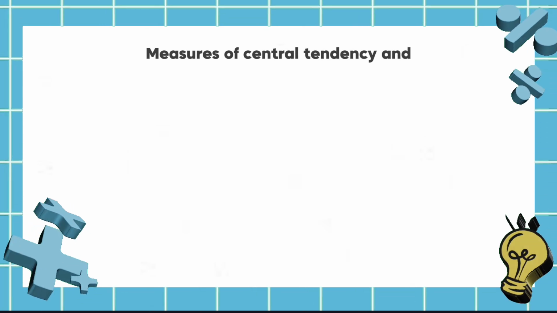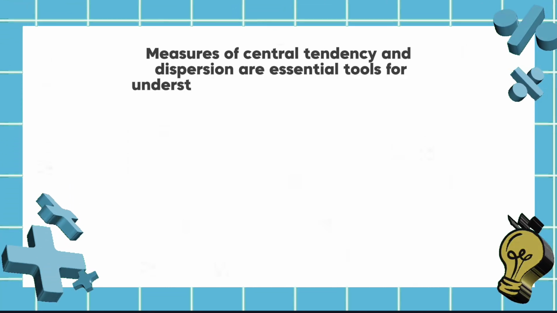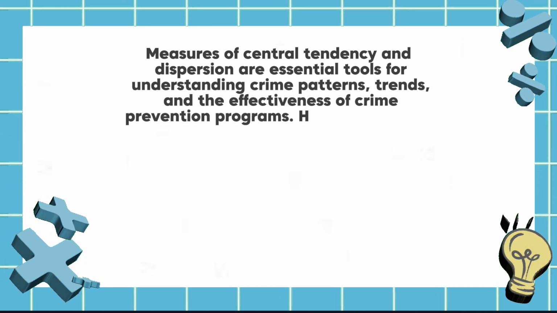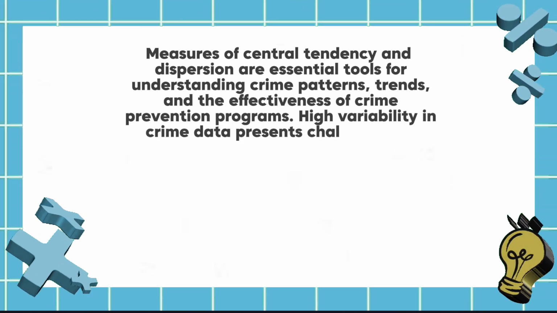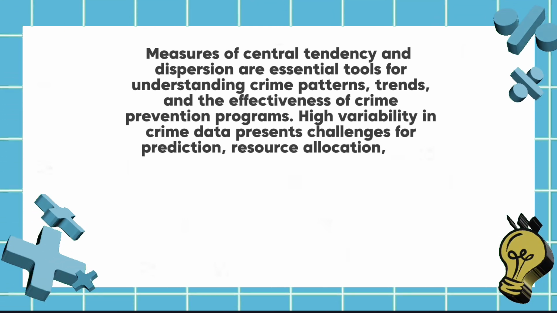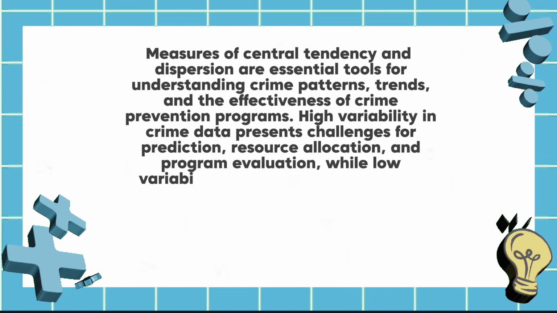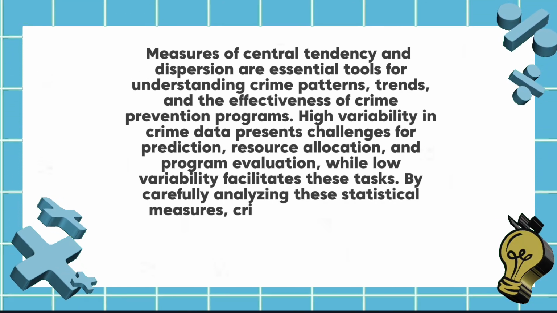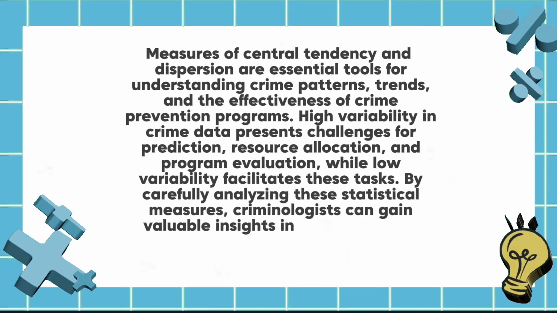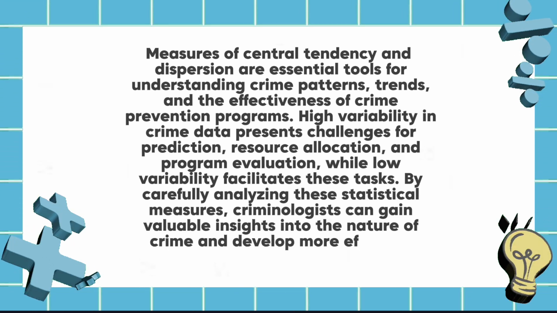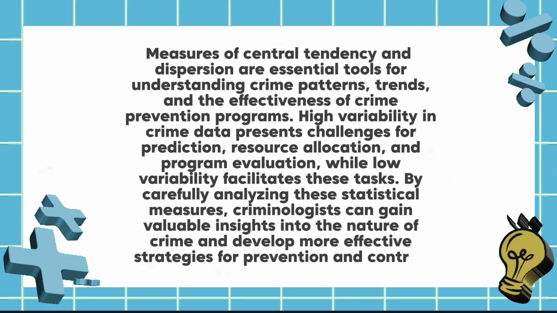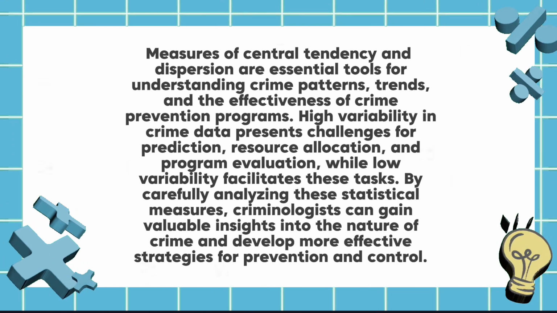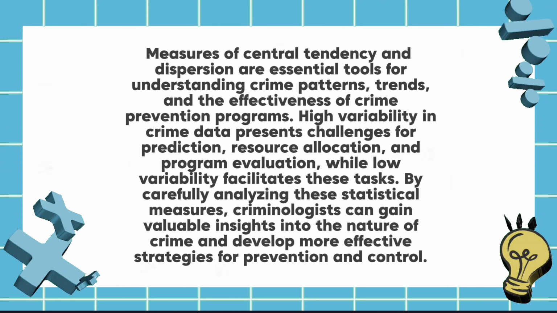Measures of central tendency and dispersion are essential tools for understanding crime patterns, trends, and effectiveness of crime prevention programs. High variability in crime data presents challenges for prediction, resource allocation, and program evaluation, while low variability facilitates this task. By carefully analyzing these statistical measures, criminology can gain valuable insights into the nature of crime and develop more effective strategies for prevention and control.